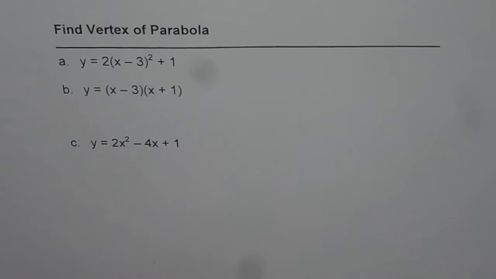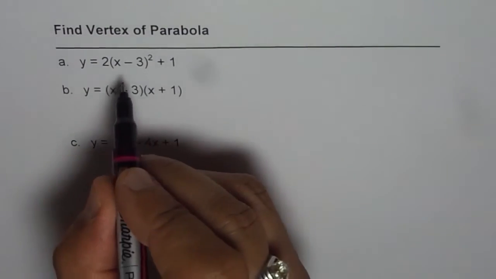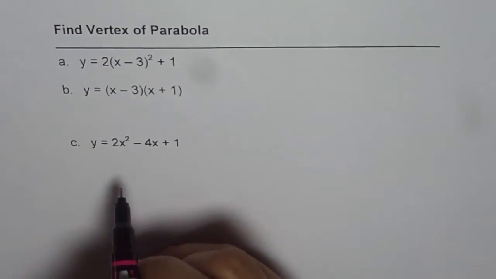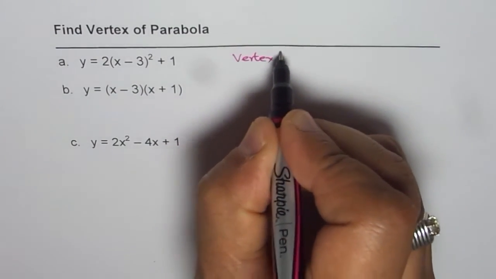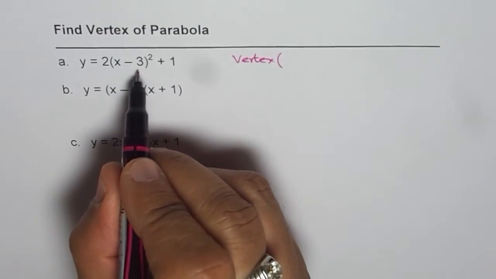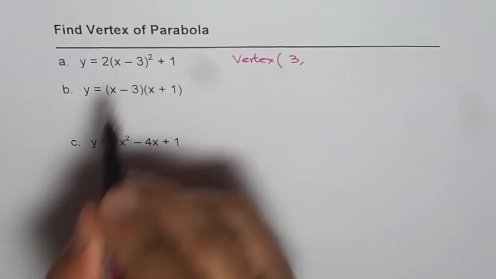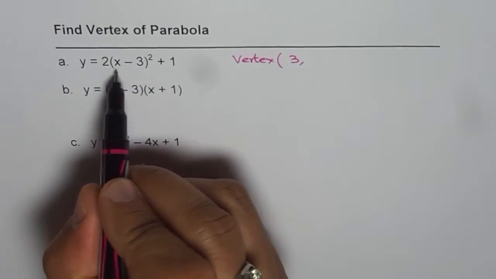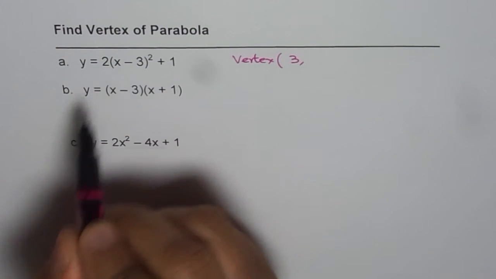Okay, let's move on. The first one, as I said, is in the vertex form. From here, can you tell me what the vertex is? The x value for the vertex here is 3, okay? It is not minus 3, it is number 3. The number which will make the first term 0. 3 minus 3 is 0, right?